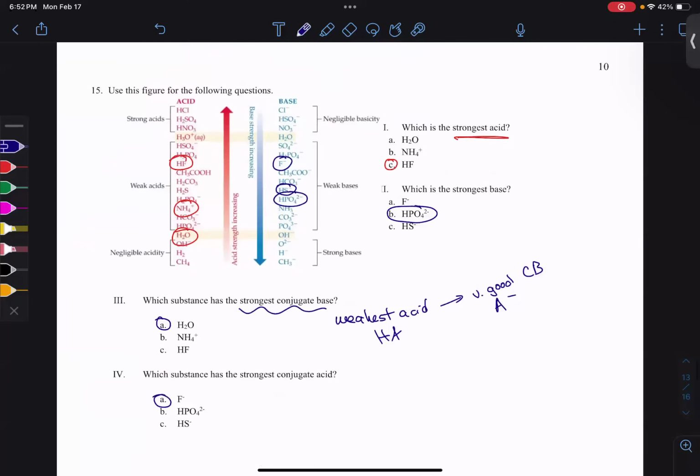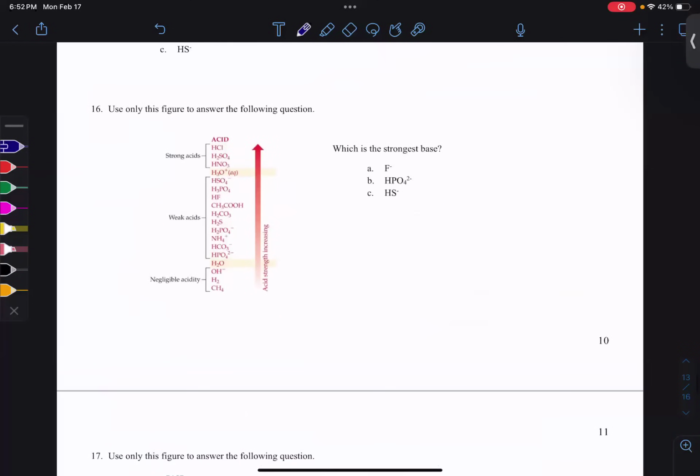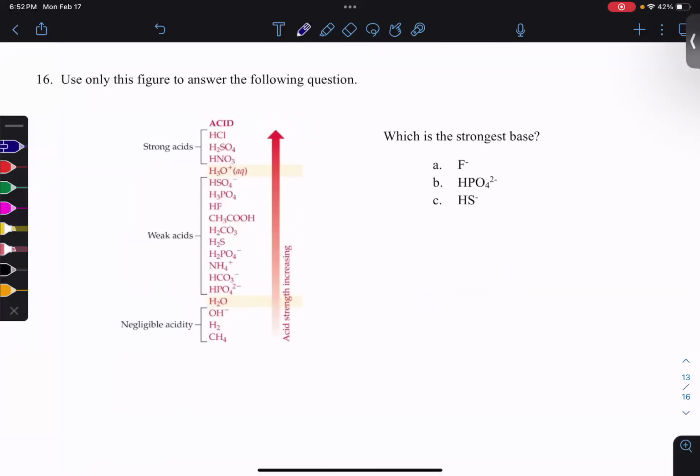Okay, so these questions are a little easier to navigate just because I give you the whole diagram. So these ones get a little bit trickier here. So only using this figure, answer the following question. Which of these is the strongest base? Notice it's the same thing. So we technically already know the answer, but I want you to use only this chart to answer it. All right, so this chart, yes, it's an acid table, but I didn't make a mistake. We want to use that piece of information that we want the strongest base.